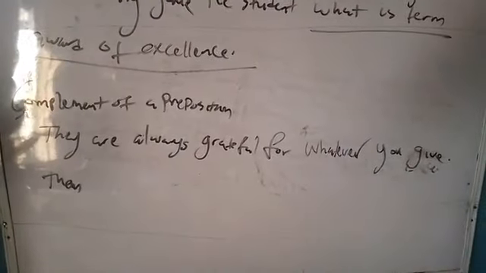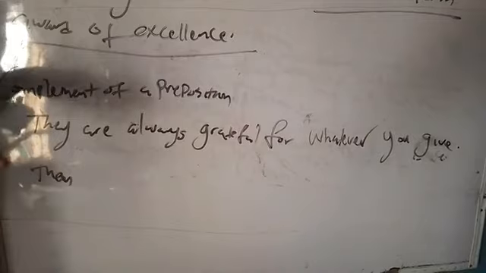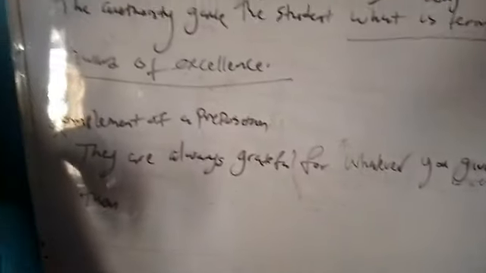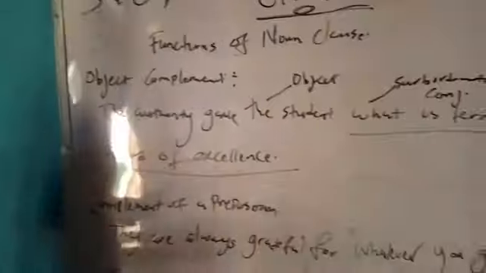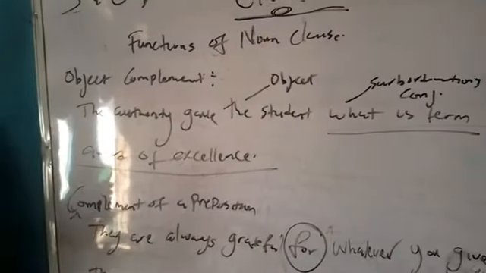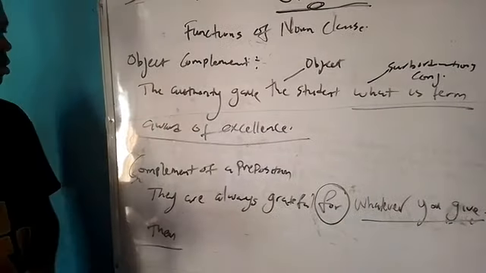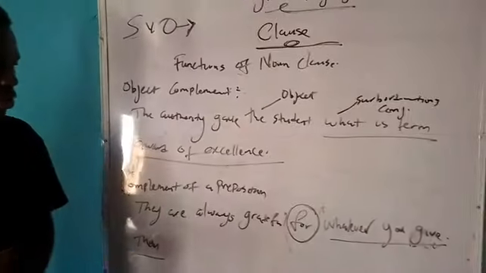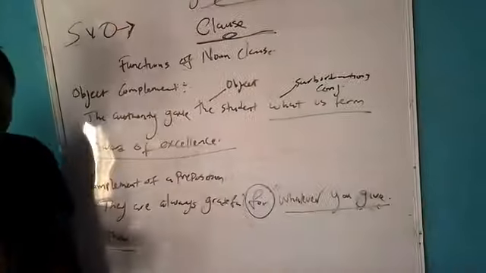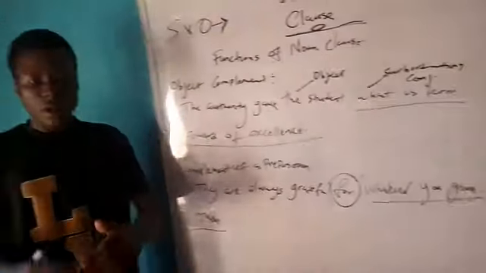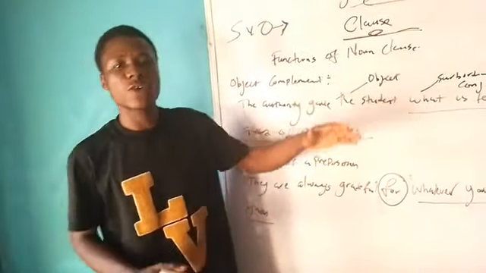Now look at this very well. They are always grateful for whatever you give them. And as I said, complement of a preposition is when the noun clause comes immediately after the preposition. If you look at this sentence very well, for is our preposition. And whatever you give them is the noun clause, because it starts with a subordinating conjunction, whereas performing the function of complement of a preposition, for.